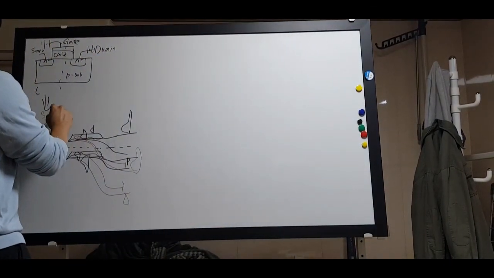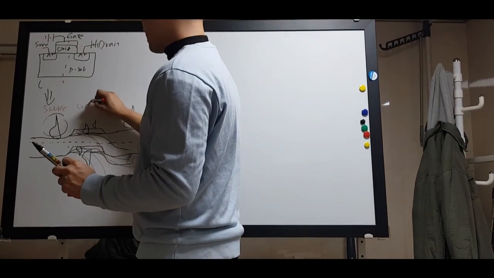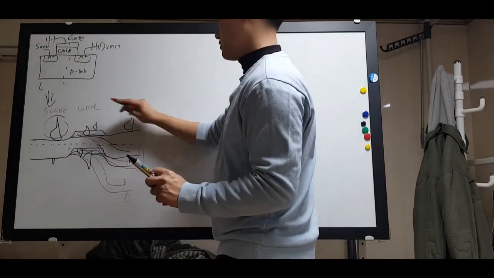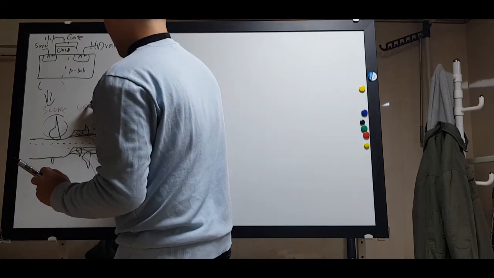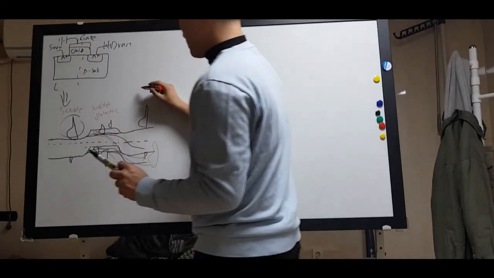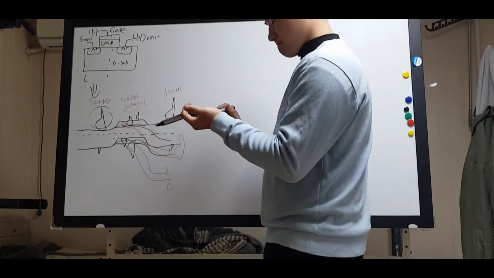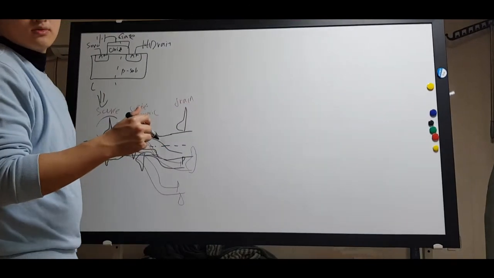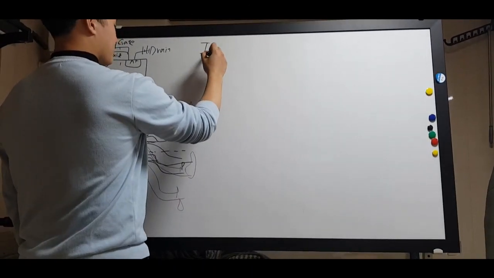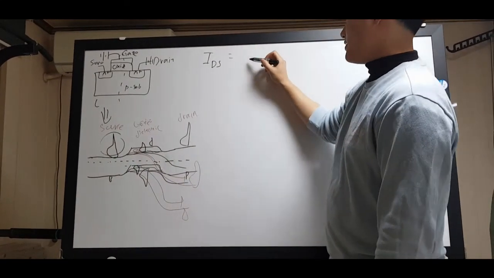The left side is the source, then the gate, and the drain. And now we know that the current from drain to source will be like this.